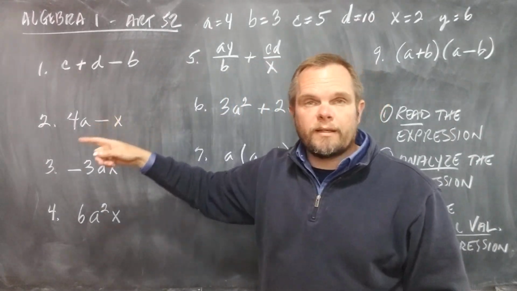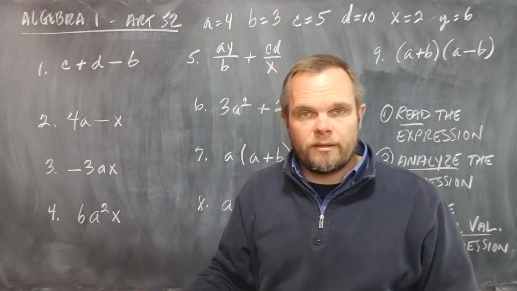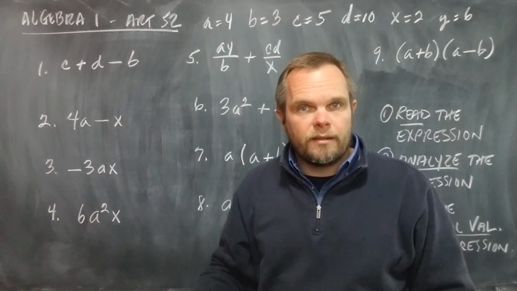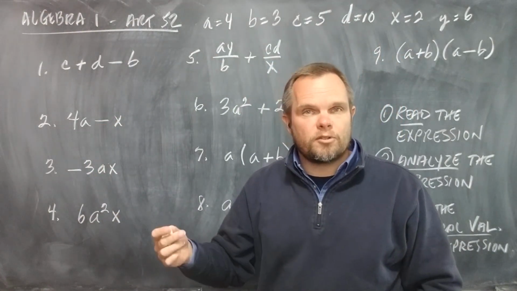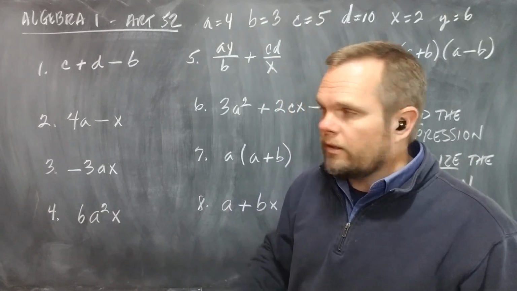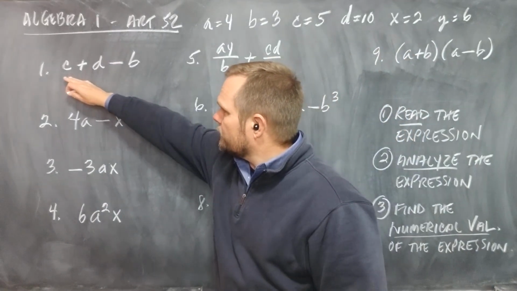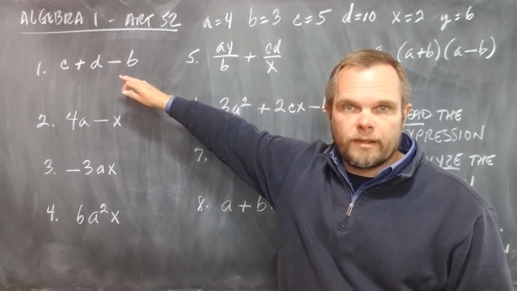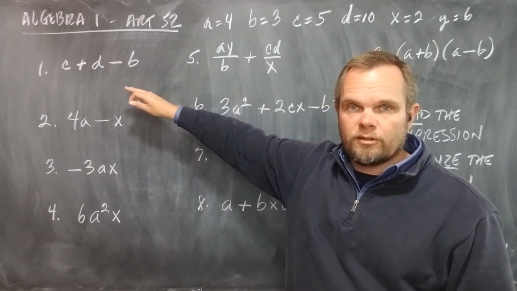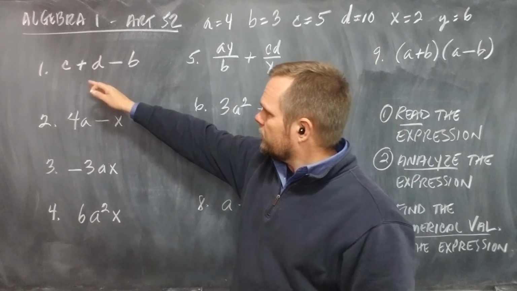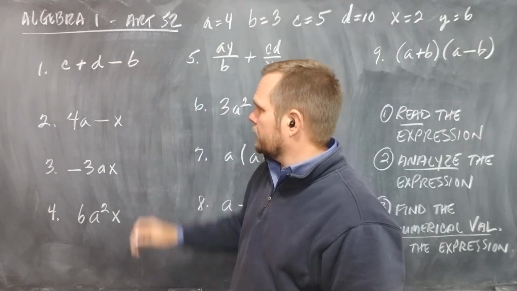We also know that an algebraic expression that consists of 3 terms is called a trinomial. So this is an example of a trinomial expression. All right, 3 terms. C plus D minus B.